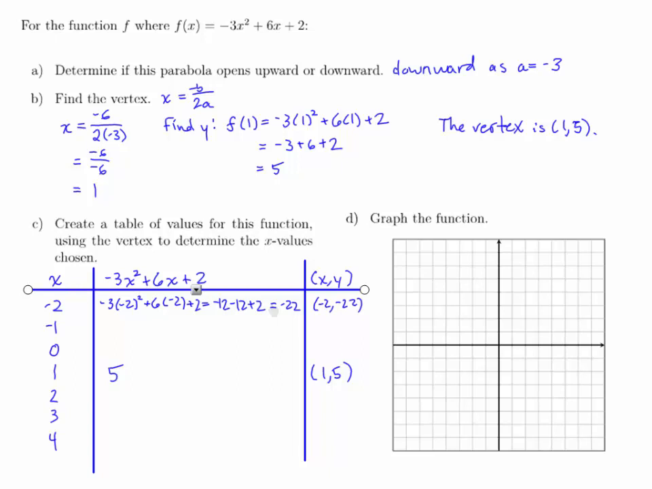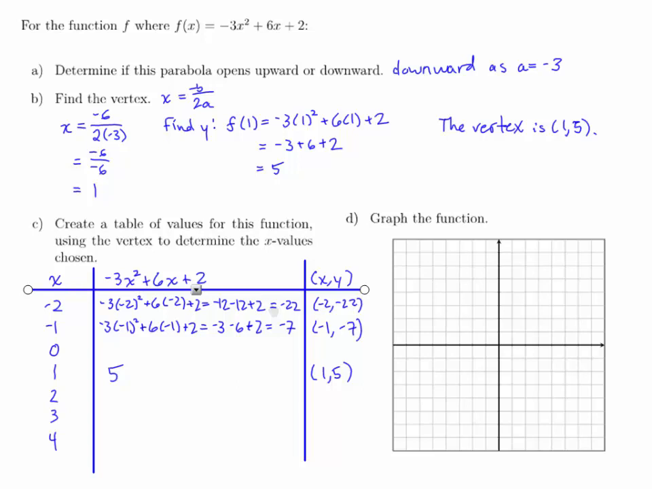Looking where x is negative 1, I'll evaluate it in a similar manner. I'll have negative 3 times negative 1 squared plus 6 times negative 1 plus 2. And that'll simplify to negative 3 minus 6 plus 2, and that's negative 7. So the point is then negative 1 comma negative 7.